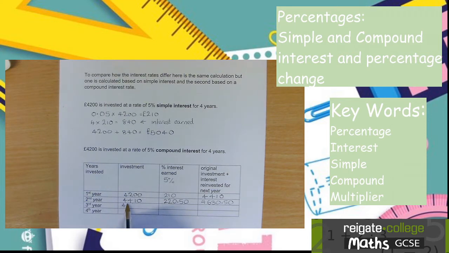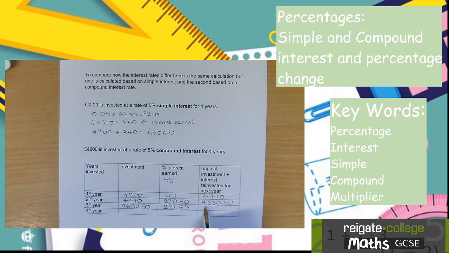Into my bank account at the beginning of the third year is the £4,630.50. I'm earning 5% on this whole amount, so I'm earning £231.53, which means at the end of the year, my bank account holds £4,862.03.